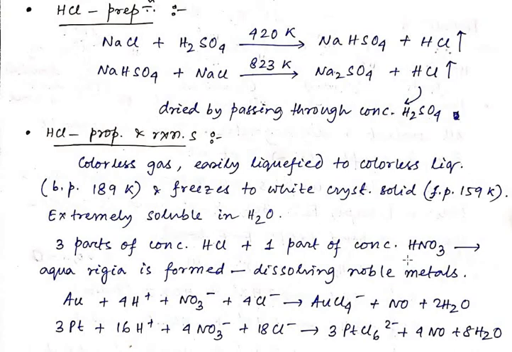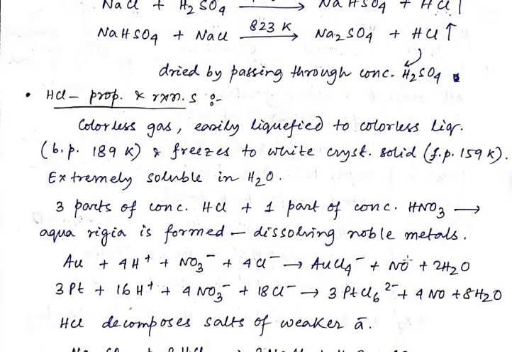Suppose I have NaCl and when it reacts with H2SO4 at 420 Kelvin, it will form sodium bisulfate along with the HCl. That is in the form of gas, because the temperature is very high, that is 420 Kelvin. Next, the NaHSO4, the sodium bisulfate that forms, again reacts with NaCl at 823 Kelvin, and it will form Na2SO4 along with HCl. That HCl gas can be dried by passing through the concentrated H2SO4, because we know that concentrated H2SO4 is the dehydrating agent. So if I pass the HCl over the concentrated H2SO4, then HCl is dried. In this way we can synthesize the HCl very easily.